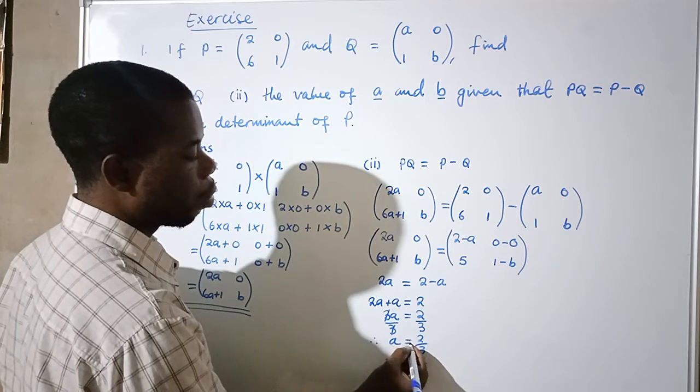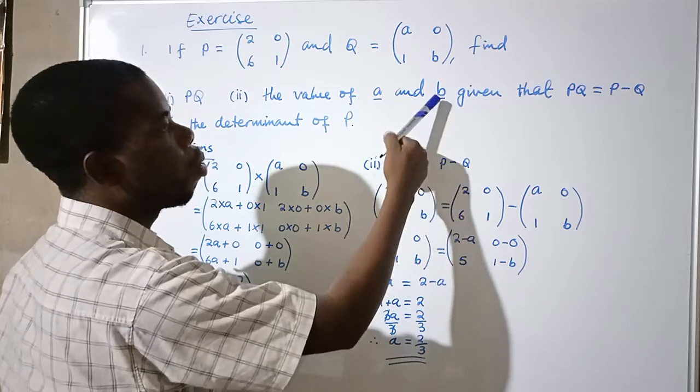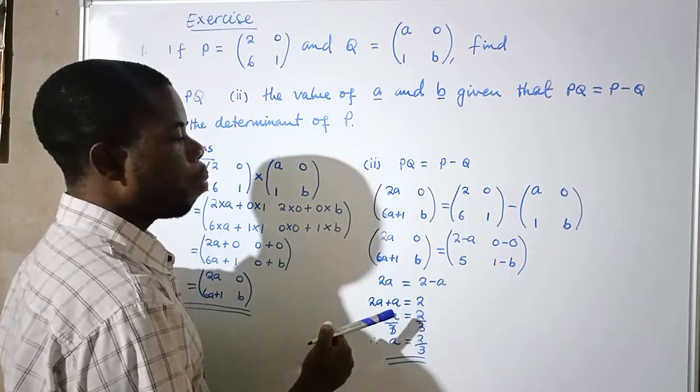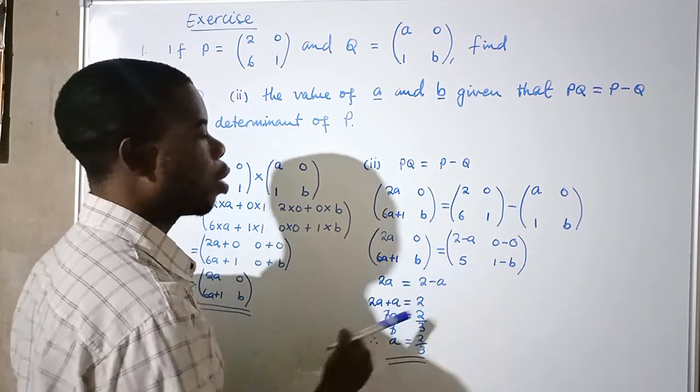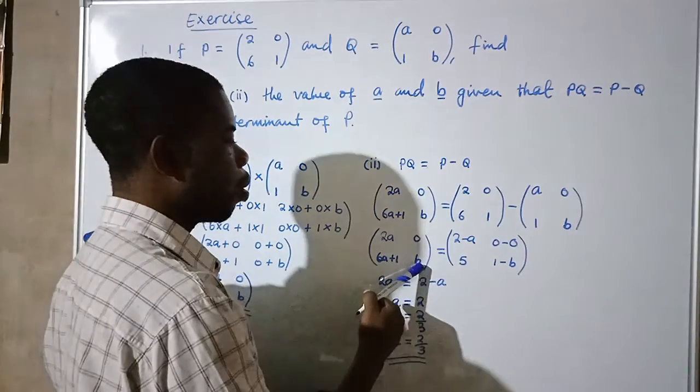We have found it. Then now we need to know B. So to know B, we can either get this is equal to this or this is equal to that. So for me, I see this one is simple.